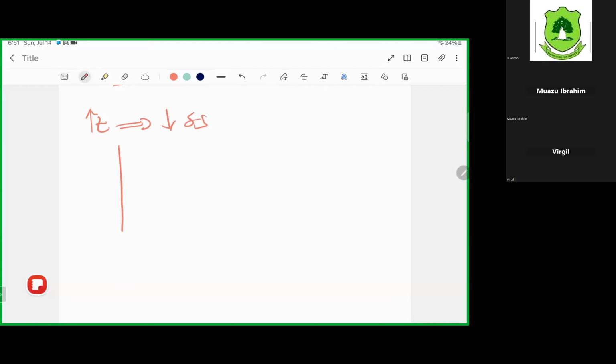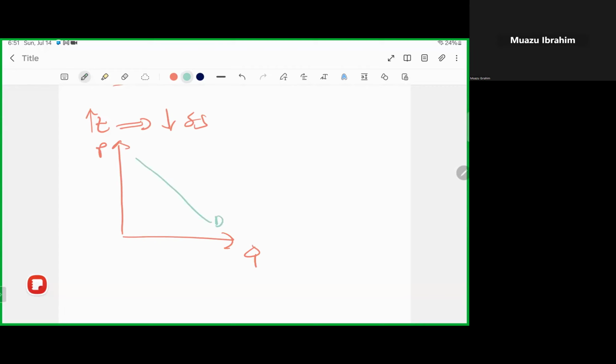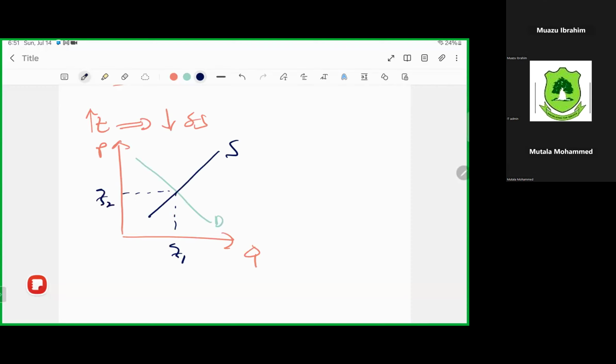So we should have this as quantity, this as price. We have this as demand, and we have this as supply. This gives us the quantity demanded one, and this gives us the quantity demanded two. This is the supply without the tax. Once government imposed the tax, the supply curve moved upward to denote the new supply curve with the introduction of the taxes.